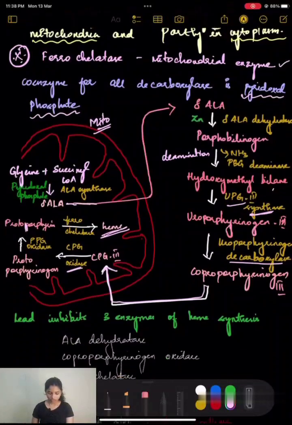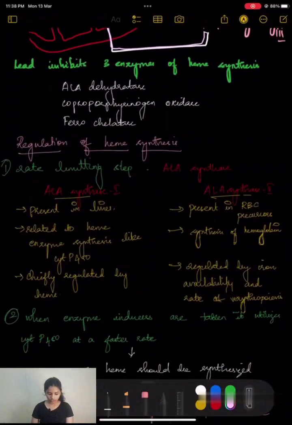The lead inhibits 3 enzymes of the heme synthesis. The first one is ALA dehydratase enzyme, second one is coproporphyrinogen oxidase, and the third one is ferrochelatase enzyme. So now coming on with the regulation of the heme synthesis.